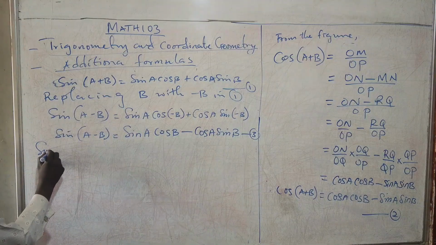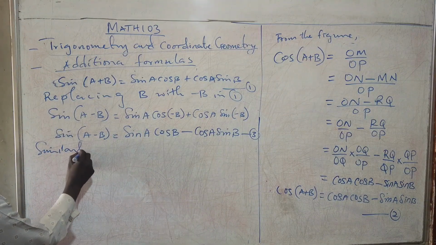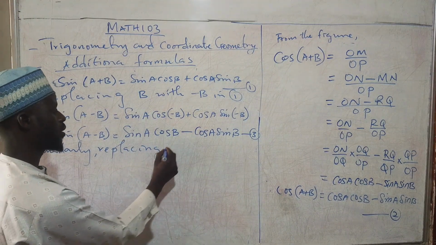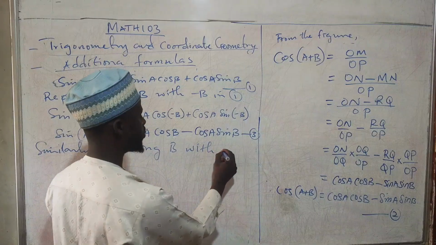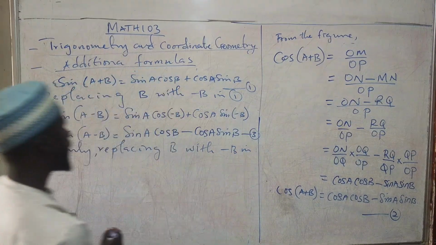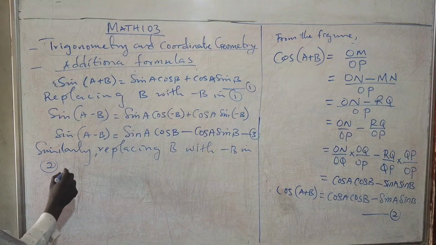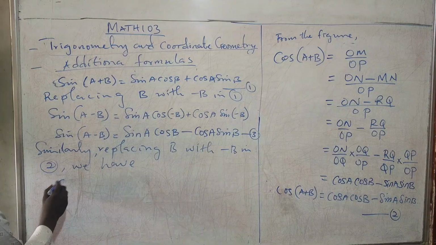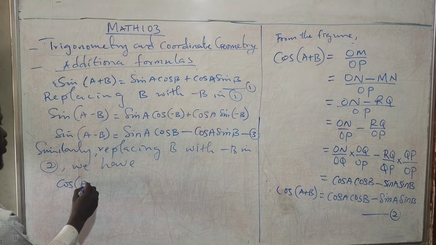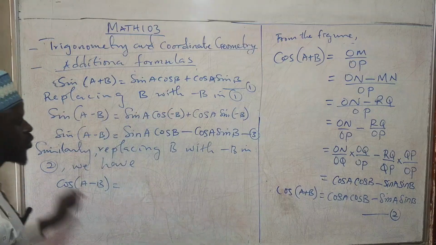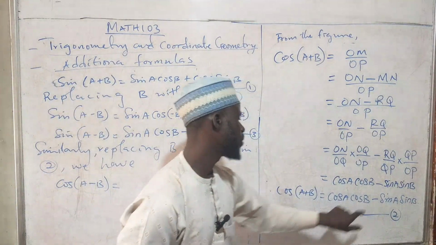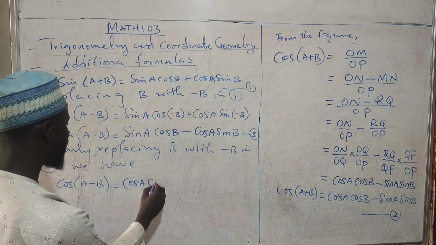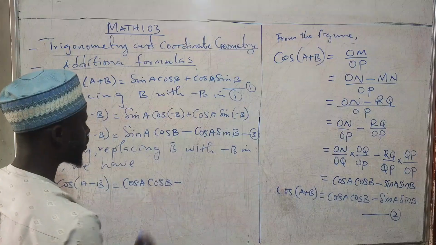Likewise, replacing B with minus B in 2, we obtain cos A plus B, so here it is minus B. This is equal to cos A cos minus B, and that is cos B already. So cos A, even if B is minus, is the same thing as cos B.